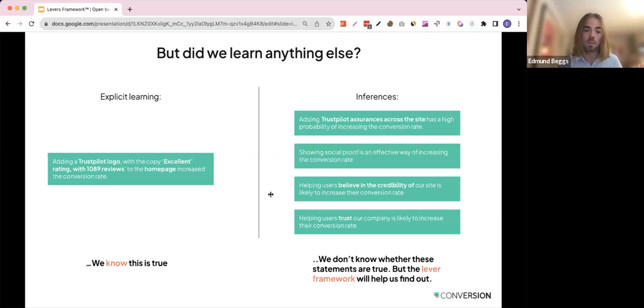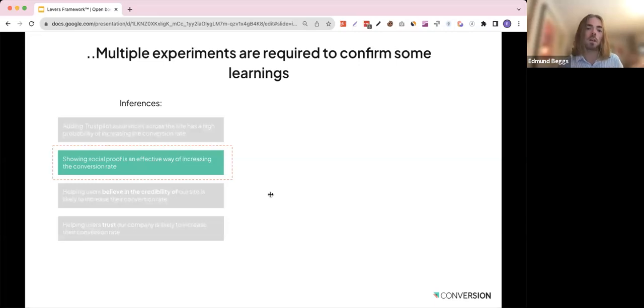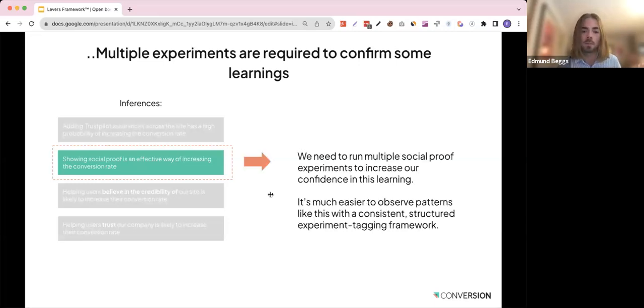Now, we don't know that these statements are true. They're not as directly and conclusively evidenced, with that more precisely calculable level of statistical error that will be implied by that experiment. Instead, they're broader claims that are going to require multiple experiments in order to be validated, in order for us to find strong evidence for or against those claims. And the lever framework is all about helping us group together experiments in order to learn at this higher level in the long term. So let's look a little bit more closely at these lever level claims.